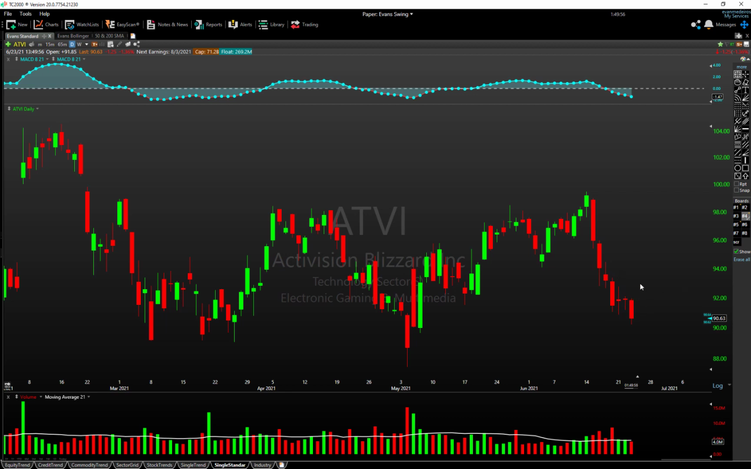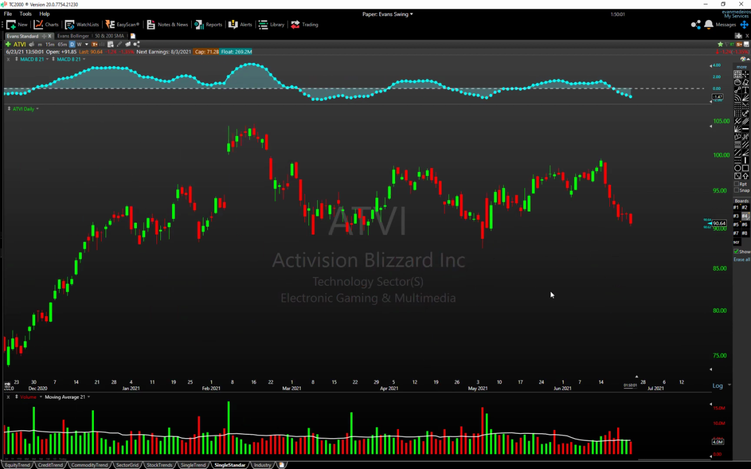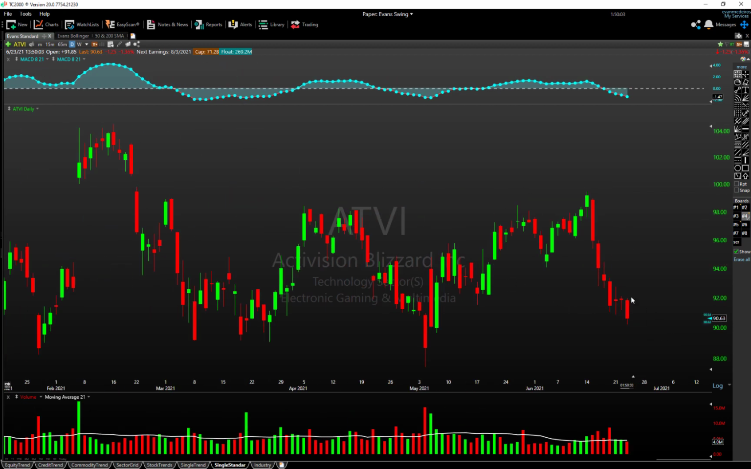So it's looking for a quick flip, hopefully back into the mid 90s. Otherwise, it's going to be bailing on this, but it has entered the stock around 91 and change, upper 91s actually, I think. And we are currently sitting tight in this name.